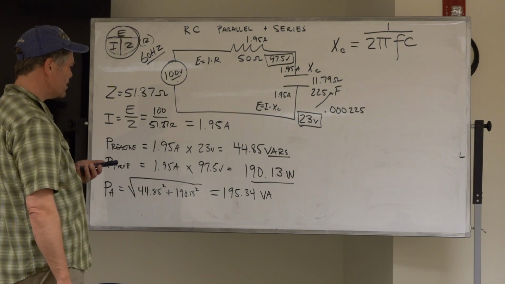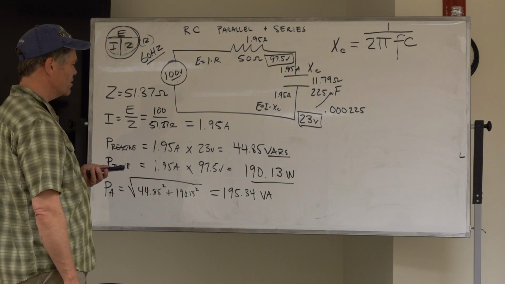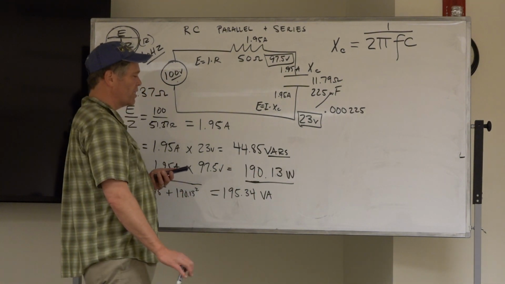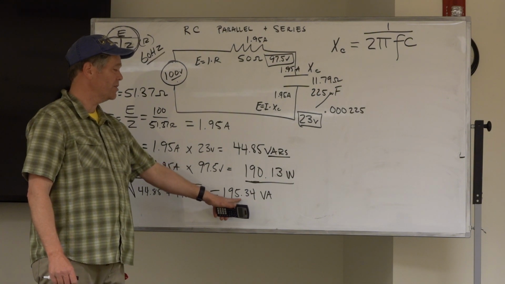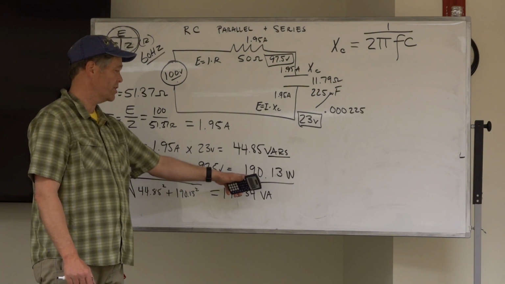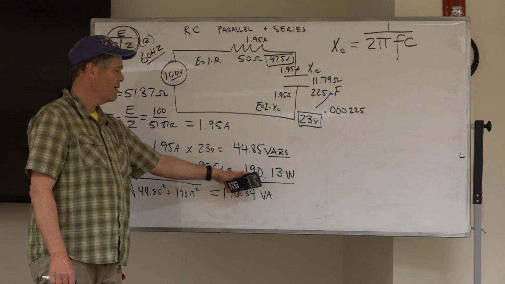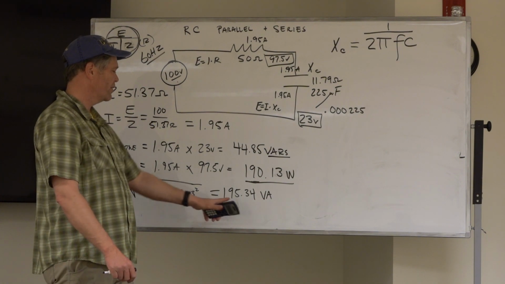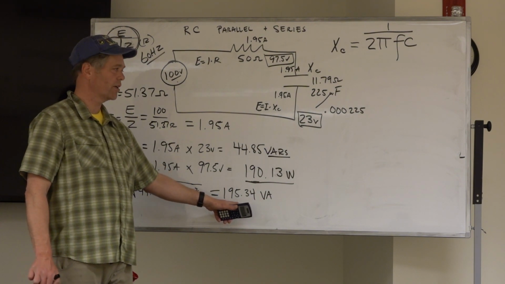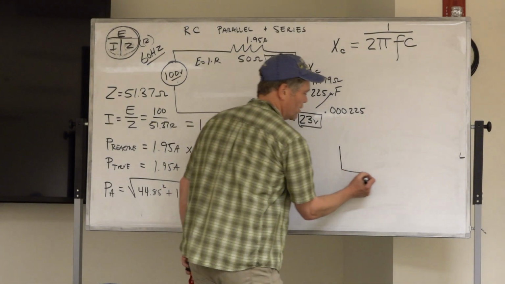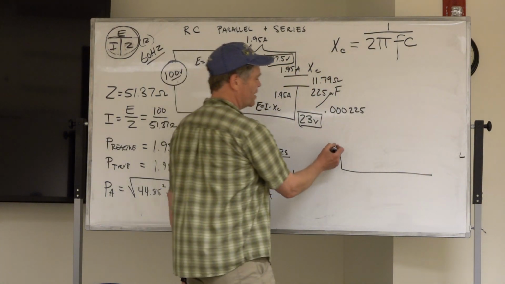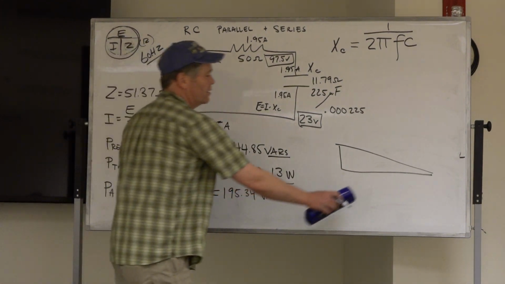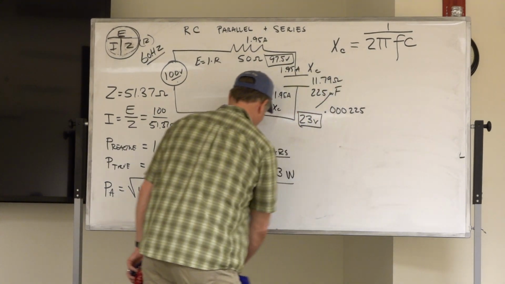195.34 VA. Now, does that make sense? Yeah, actually it does. Because again, if I had a triangle with one side of 190 and the other side was only 44, then the hypotenuse is going to be longer, but not much longer than this guy. Because 190 is what? 4.25 times the size of 44.85. So the hypotenuse is only going to be a little bit longer. Again, it's that triangle we were talking about. One long side, one short side. The hypotenuse ends up being pretty stinking close to the length of the long side, plus a little bit.